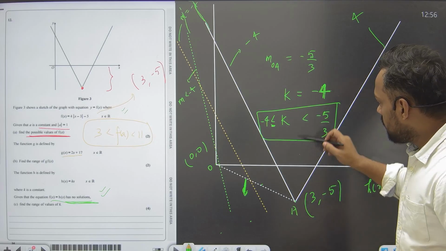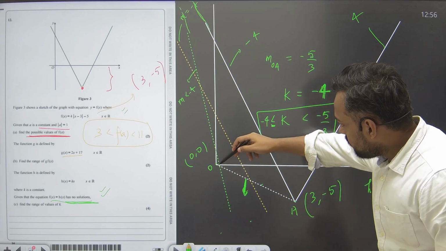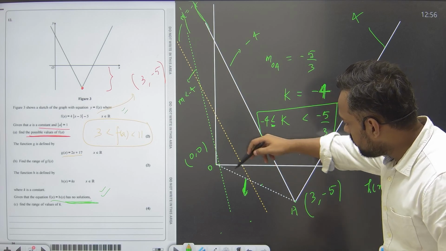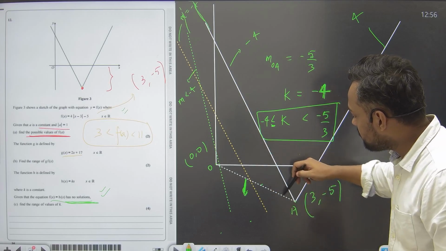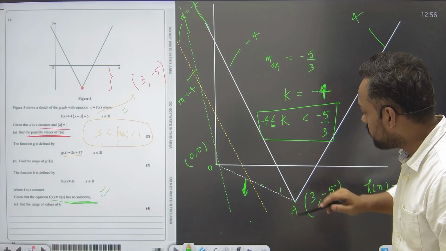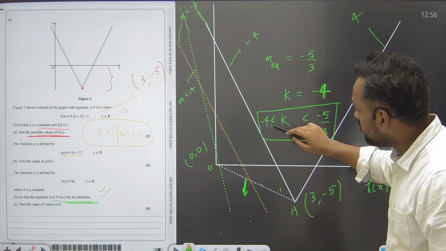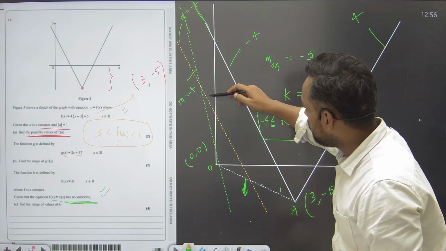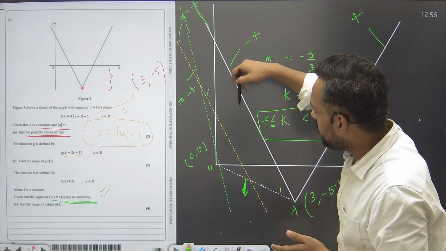Why have I not included the equal to sign here? We have directly seen that if we include the equality sign here, they will be intersecting here. So k must be less than the slope of this particular line, that is negative of 5/3, and it must be greater than or equal to negative of 4. For equal to, I have shown you the case, and for greater than, it will be like this.